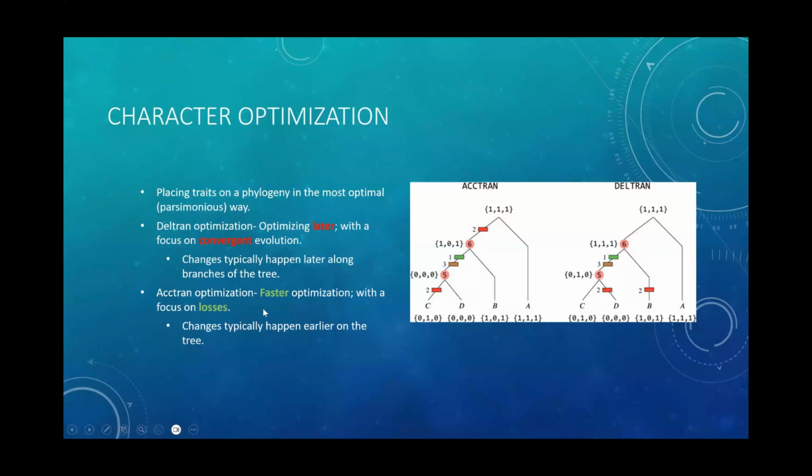Whereas with Acctran optimization, the optimizations happen faster, more rapidly, and there's a focus on losses. Changes typically happen earlier on, and then they're added back or removed in between. The changes typically happen earlier on in the tree.